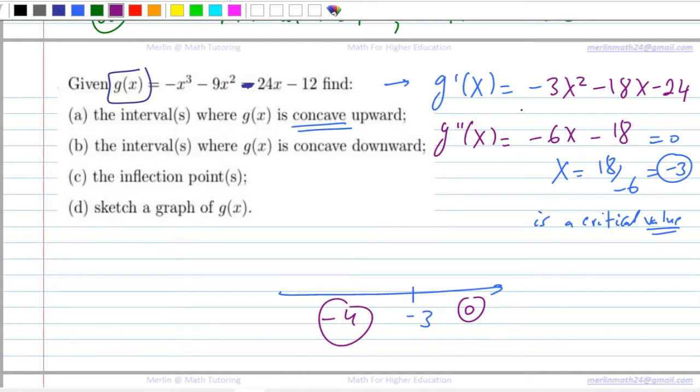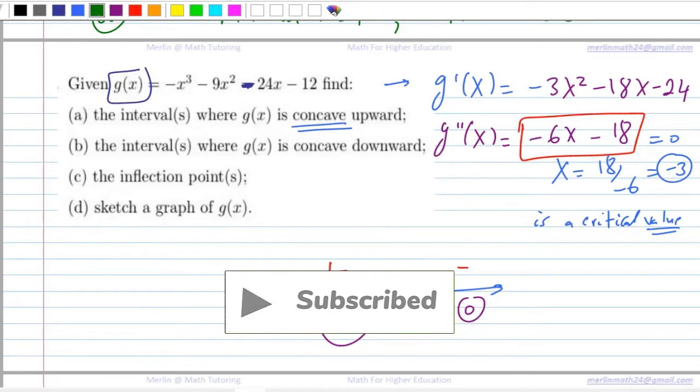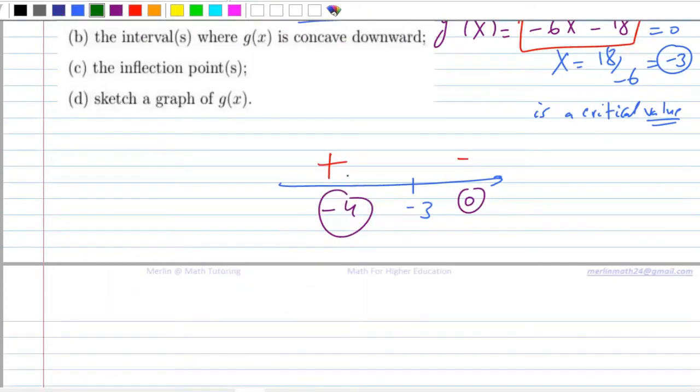If you put a 0 in your second derivative, so be careful, your reference is here. In the second derivative, if you put a 0, you get minus. If you put a minus 4, you get it positive. You can use a calculator. Now we are talking about concavity, so no more arrows. This is concave up, so it has the U look. This is a reversed U, concave down.